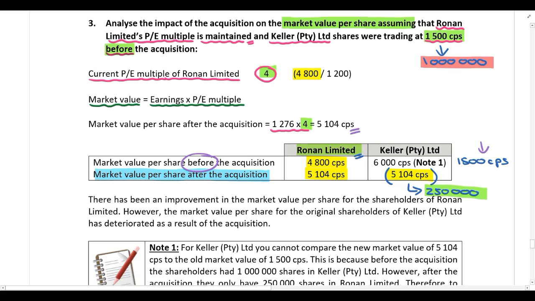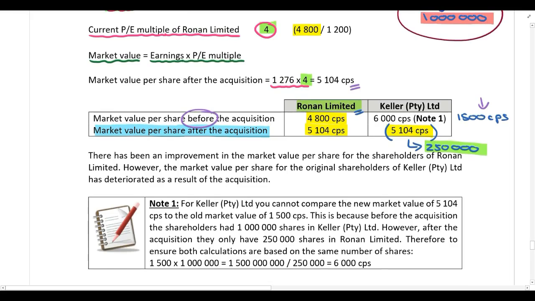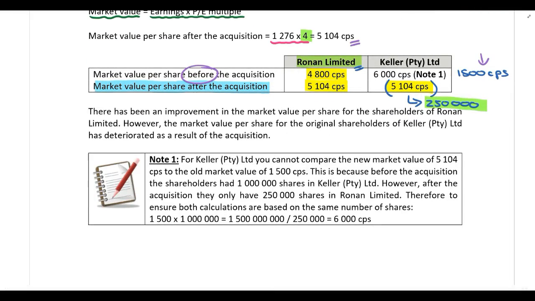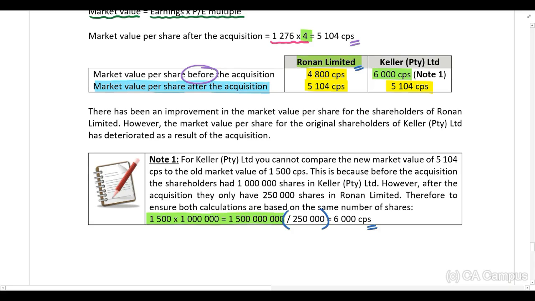So we perform the same calculation that we performed above when we were looking at earnings. First, guys, just calculate this market value in total. So take the market value per share, multiply by the number of shares in issue so that you get the market value in total. And we want both of these to be based on 250,000 shares so that we can make a comparison. So divide by 250,000 shares to get your answer. Now both of these are based on 250,000 shares, and we can make a comparison.